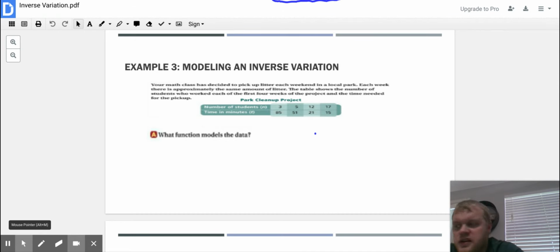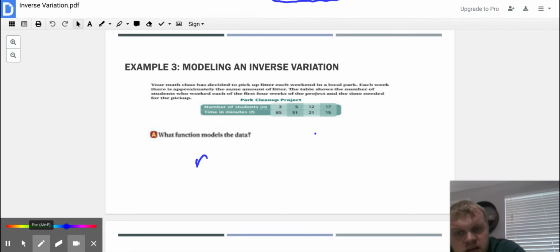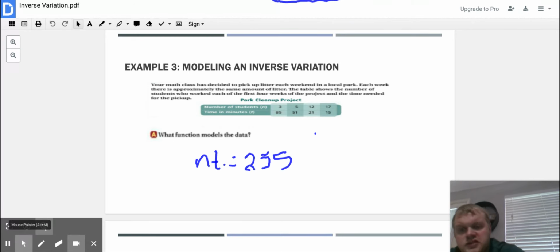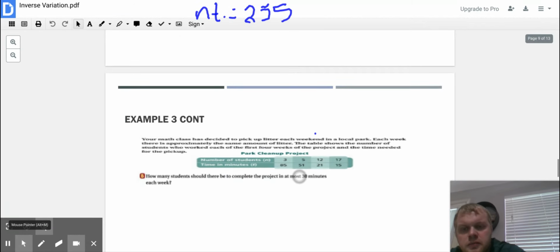So then our model here, right? Our model is going to end up being that n times t. Again, those are our 2 variables that we see right there. So nt equals 255. Okay. Again, it's just the same thing that we've seen there. There's our constant, right? Now that we have our model, that should help us answer letter B here.